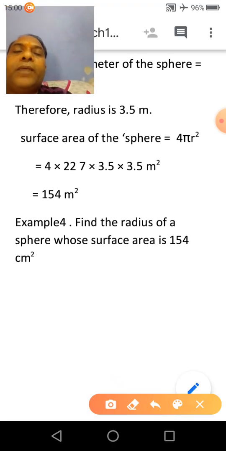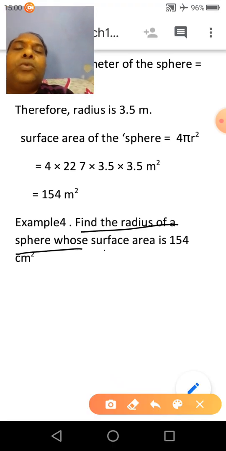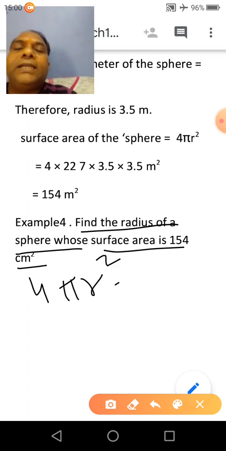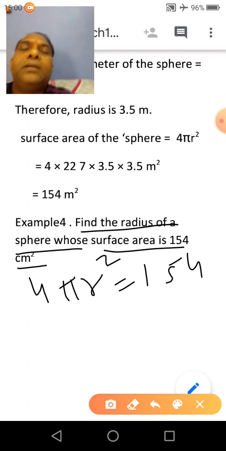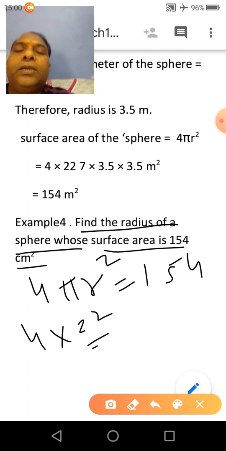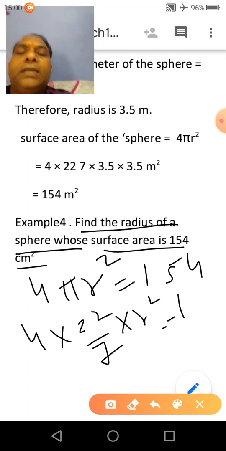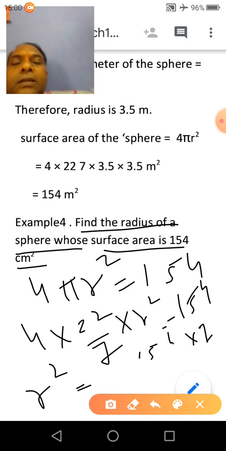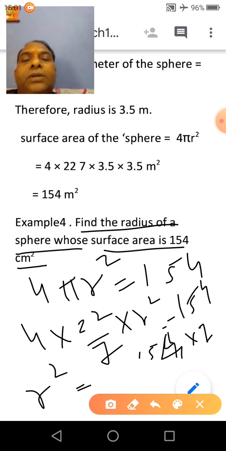Here find the radius of a sphere whose surface area is 154. So surface area of sphere is 154. It means 4 pi r square is equal to 154 given. You have to find radius. Put the value of pi, 4 into 22 by 7 into r square is equal to 154. Then r square will be equal to 154 into 7 upon.